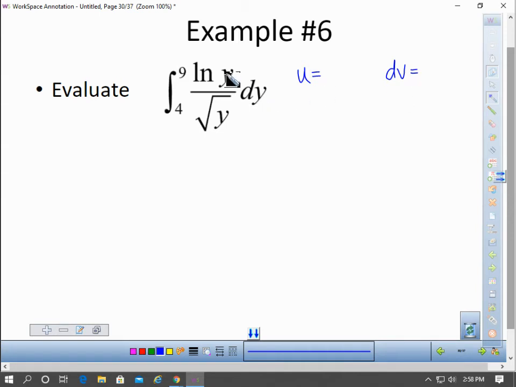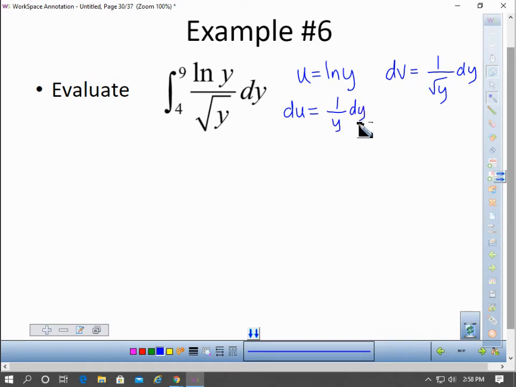Well, we don't know how to integrate ln of y unless we go back to that other problem, the answer we got, which was messy. So we're going to use ln of y as our u and 1 over the square root of y dy as our dv. Now you're going to do your derivative. The derivative of u is du. The derivative of ln of y, remember, is the derivative of the function divided by the function.